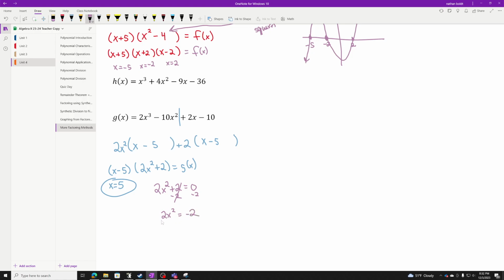Some of you might be seeing what's happening here, huh? This should be looking familiar. We get x squared is equal to negative 1. We square root both sides. And that imaginary number rears its head again. x is equal to i or negative i, right? We've got to do plus or minus.